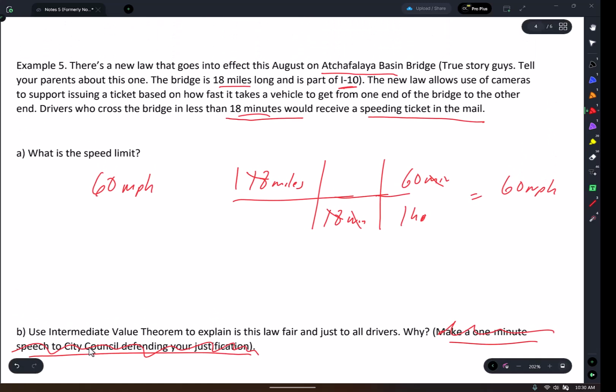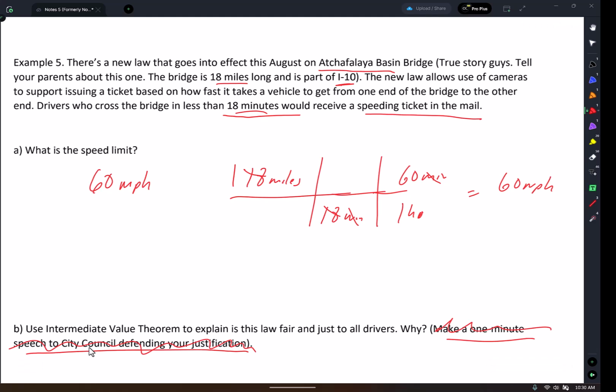Do you guys know what's happening first and foremost? You're driving. As you enter the bridge, there's a camera. It takes a picture of your license plate. When you finish at the end of the bridge, there's another camera, and it sees how long you took. If you took 18 minutes or longer, it does not give you a speeding ticket. If you took less than 18 minutes, boop, speeding ticket.